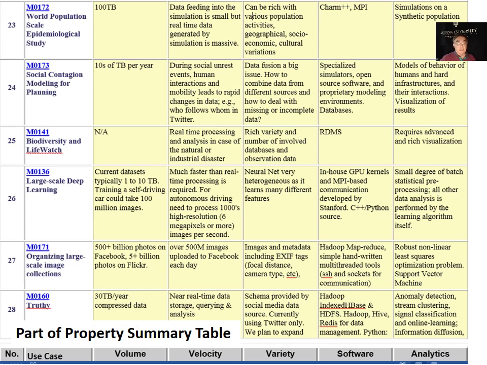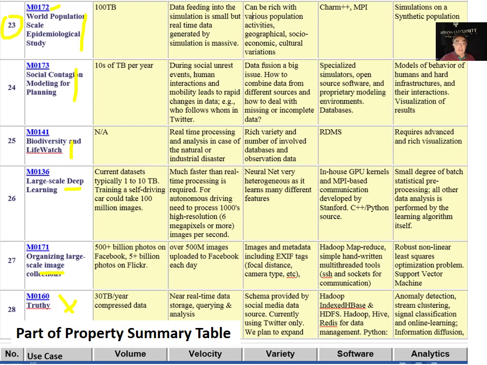And here is the last slide. It actually has use cases 23 through 28, the numbers from 1 to 51. And we here have the file name of where it was first documented. They were reordered to be in order of areas, so these file names are not consecutive. And so here we have epidemiology, social contagion modeling, biodiversity, where LifeWatch is a European Union study, deep learning, study of large-scale imagery on the web, and Truthy, which is a Twitter project.